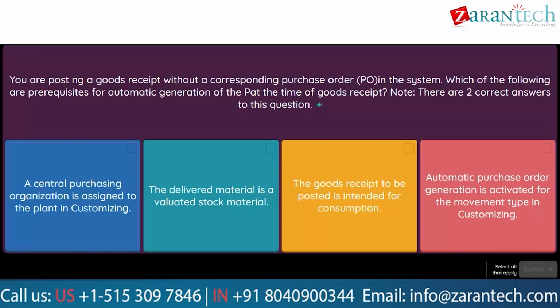Option 1: a central purchasing organization is assigned to the plant in customizing. Option 2: the delivered material is evaluated stock material. Option 3: the goods receipt to be posted is intended for consumption. Option 4: automatic purchase order generation is activated for the movement type in customizing.